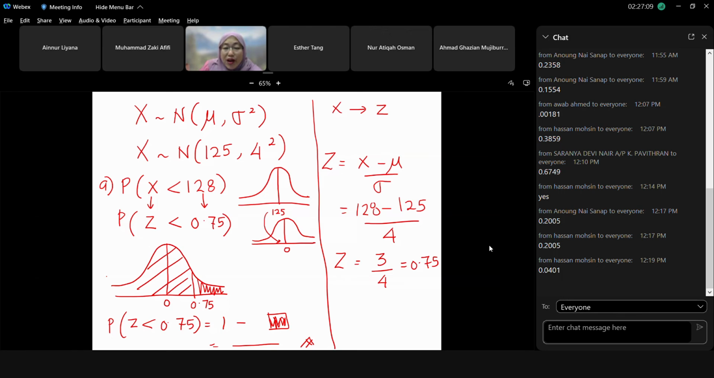Okay, I give you 5 minutes to solve this question for part A. And then for those who already finished part A, you can always proceed to part B and part C.